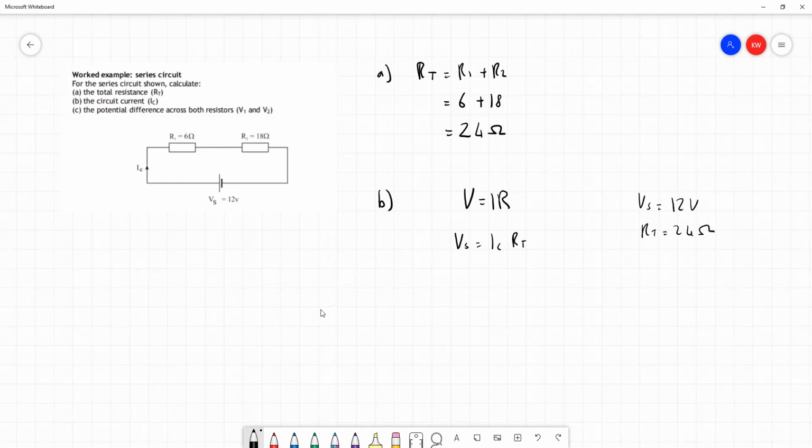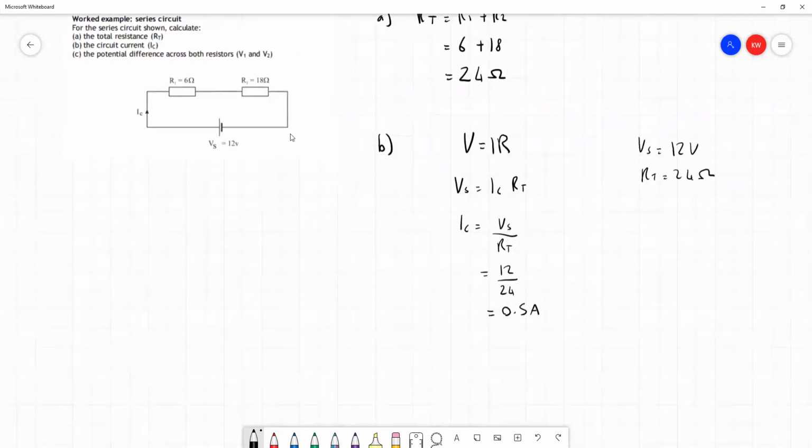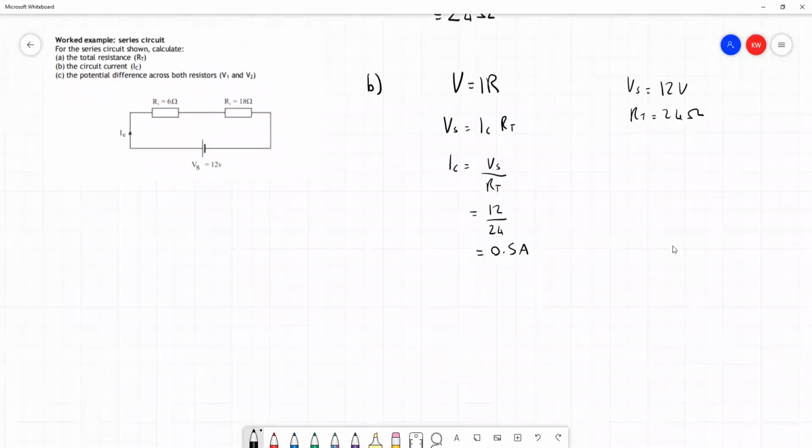We can rearrange our formula for Ohm's law to give us current. So the circuit current is equal to the supply voltage divided by the total resistance. So putting in our values, we have 12 divided by 24, and that's equal to a half, or 0.5 amps. And so we found our answer for part B. The last part of the question, we're asked to find the potential difference across both resistors. So the potential difference or voltage across V1 and the voltage across V2. So let's see what we're going to do here.